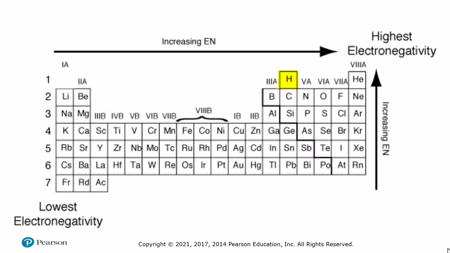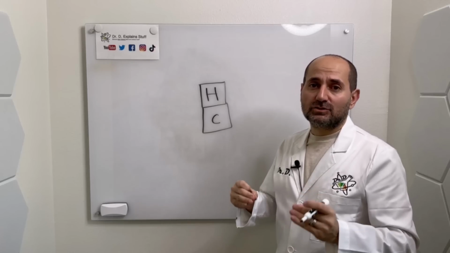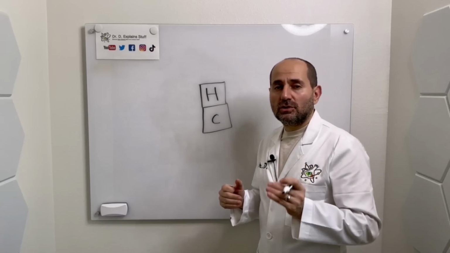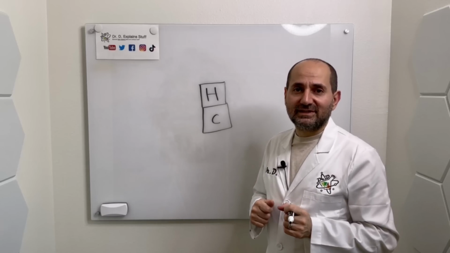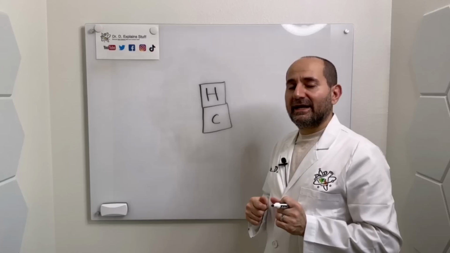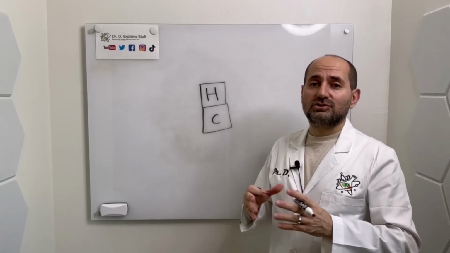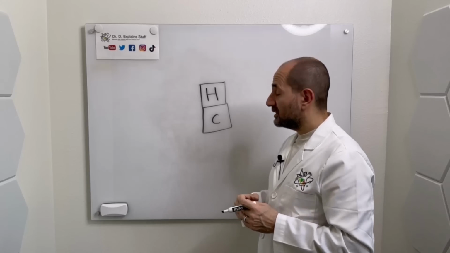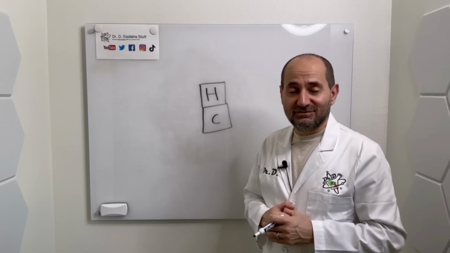All right, so why is that? I want to tell you something. Hydrogen and carbon have roughly the same electronegativity. So that's why I'm telling you this exception. You should remember that hydrogen and carbon have roughly the same electronegativity. And that means that if they're going to share electrons, they're going to share electrons evenly, okay? So carbon and hydrogen have roughly the same electronegativity.